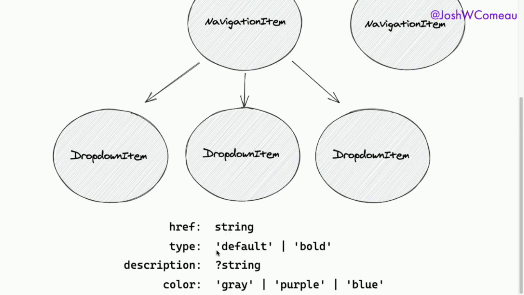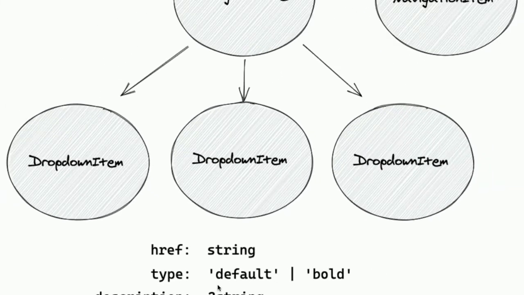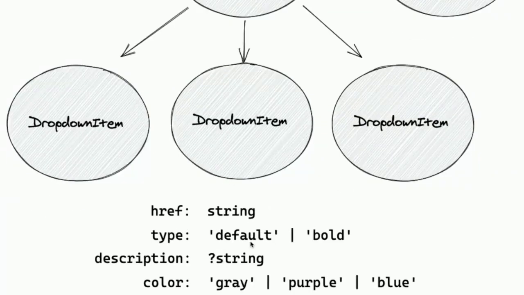So the type we can actually constrain. It's kind of hard to see because it's way at the bottom. The type is one of two very specific options, and we can validate that. And then same thing with color. It's not just a hex color code. We can specify these are the colors that we want to allow, and those map to our design tokens.